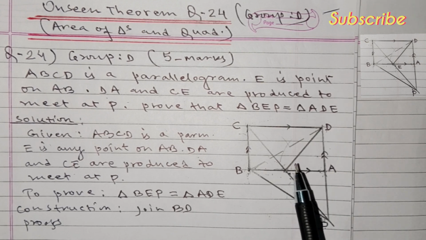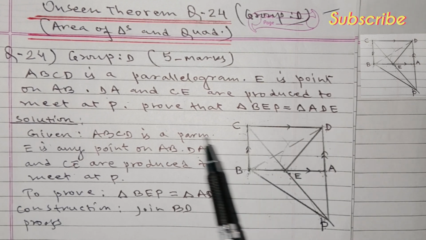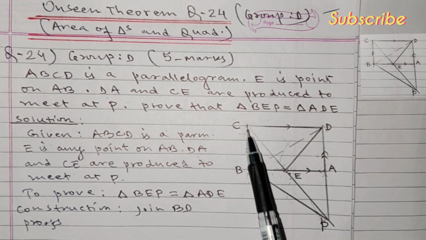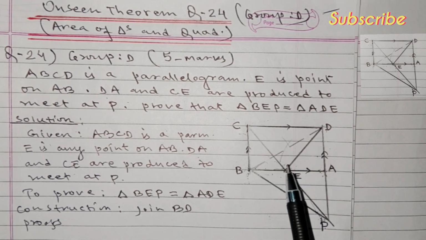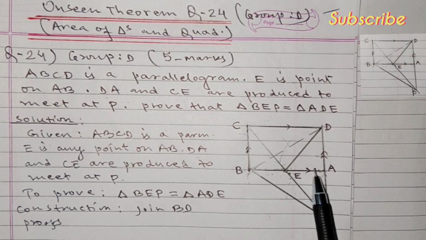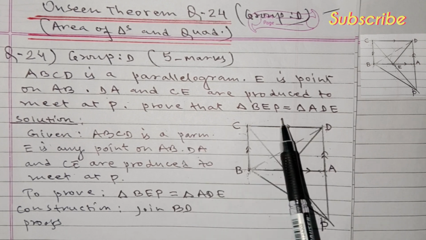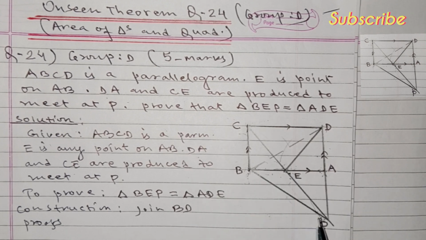Dear students, once again let's look at the question. ABCD is a parallelogram. E is any point on AB. DA and CE are produced to meet at P. We have to prove that triangle BEP, that means area of triangle BEP, is equal to area of triangle ADE.